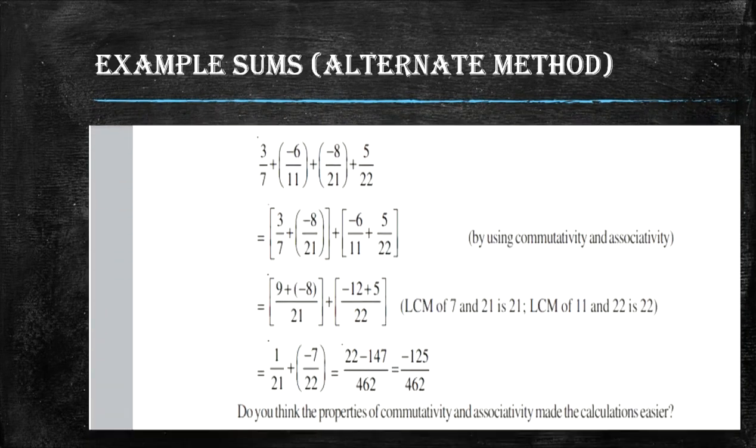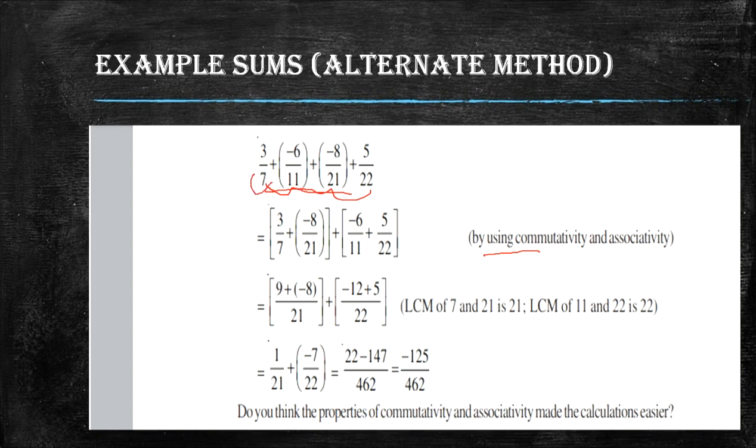which is using properties. Okay, the same example as the previous question, 3 by 7. So we are using the commutative and associative properties here. See, commutative, there are only two numbers, that is A and B, only two values. Okay, so what we'll do, we'll group two numbers and two. Okay, now check the denominators 7, 11, 21 and 22. Is there anything that is common?